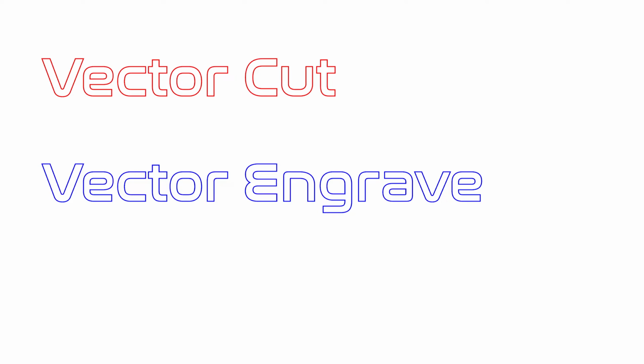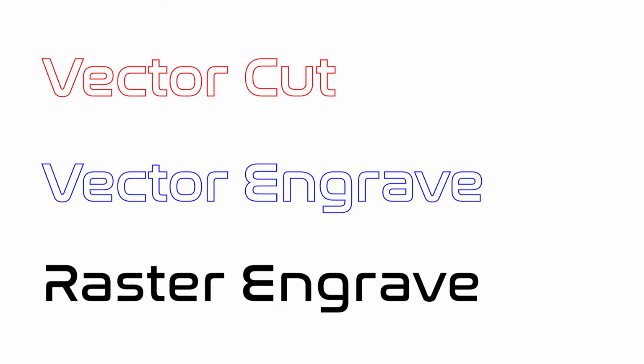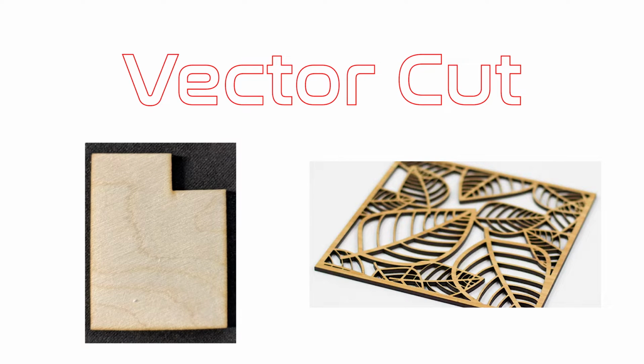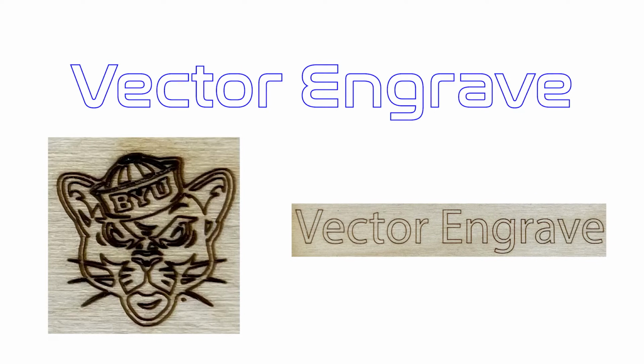The three main operations that the laser cutter can perform are vector cutting, vector engraving, and raster engraving. Vector cutting is when the laser cuts completely through the workpiece, following the lines of the design. Vector engraving is similar, but it engraves without cutting all the way through the workpiece. It traces the design, engraving with the same line width throughout.